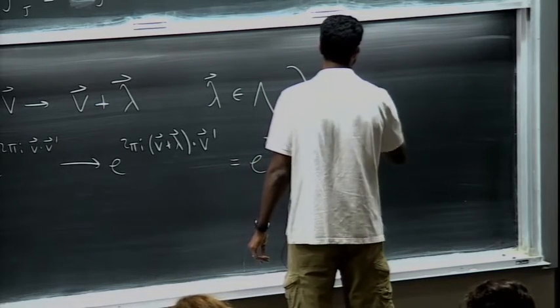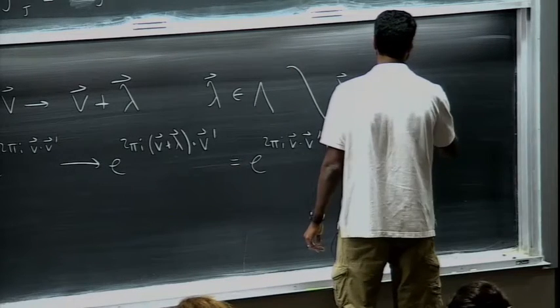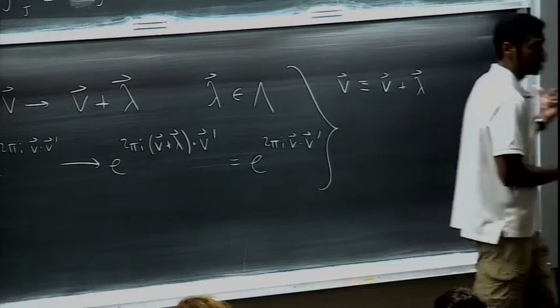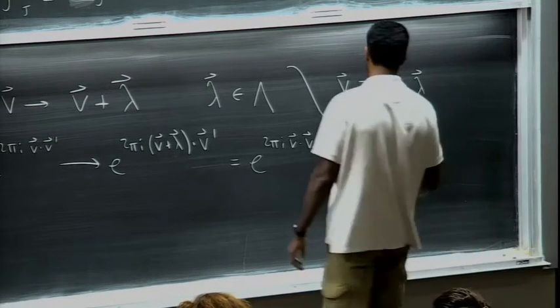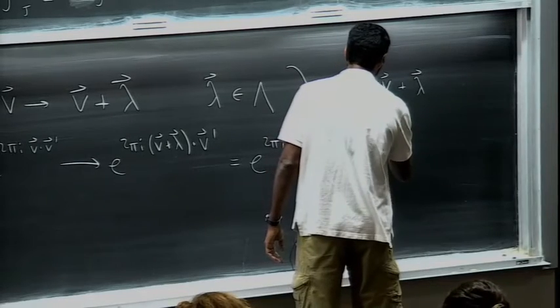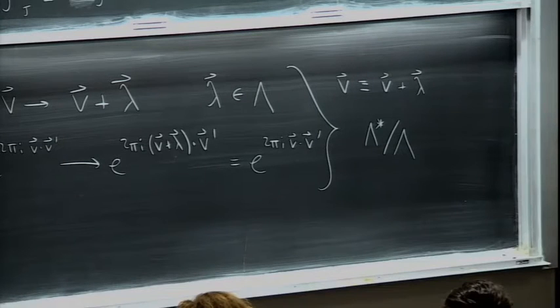So what this is telling us is that as far as braiding is concerned, any vector in the dual lattice is just as good as any other vector that you obtain from it by shifting by a vector in the original lattice. Or another way of saying that more generally is that rather than considering all the vectors in the dual lattice, we should actually mod out by all the vectors in the original lattice.